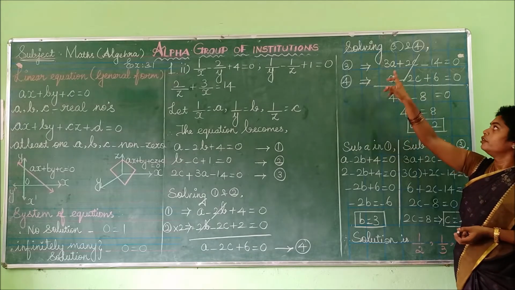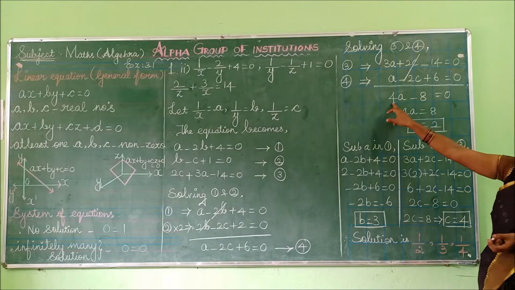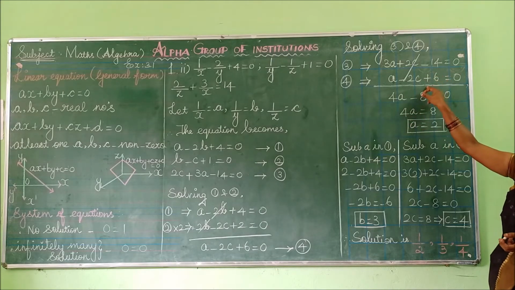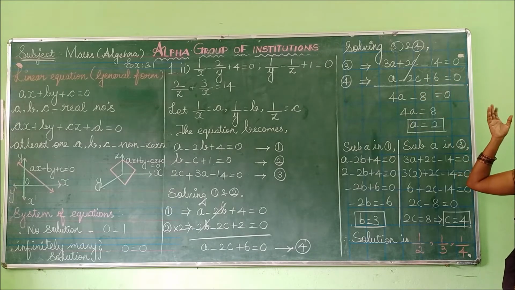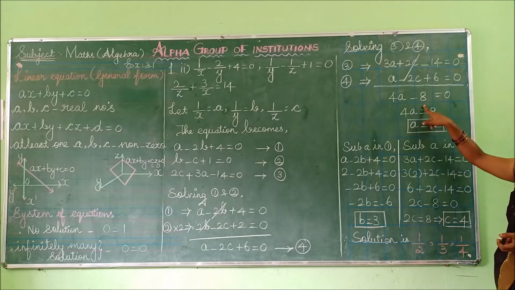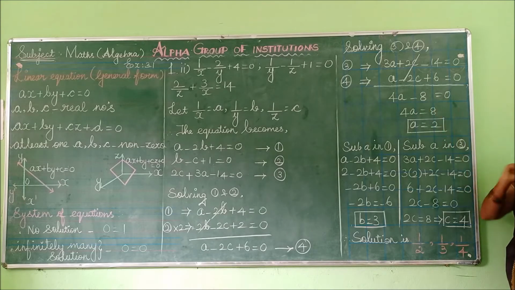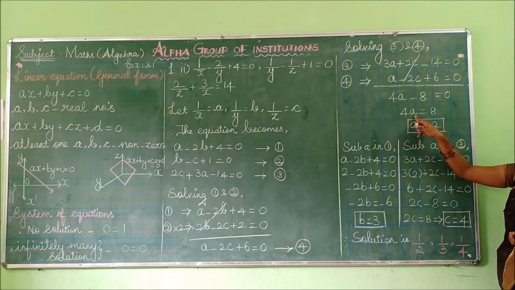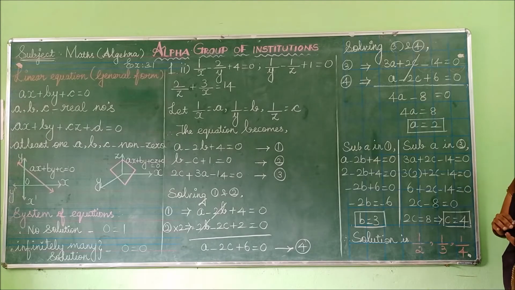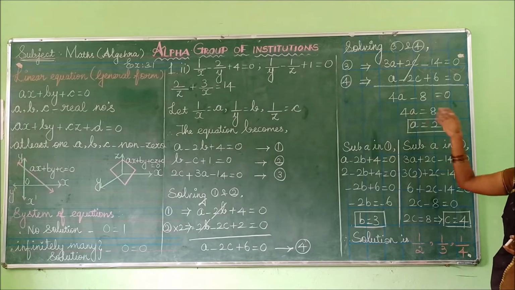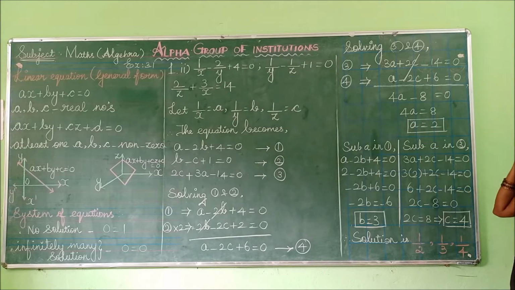Those are positive. You can add 3a plus a which will be 4a. Then minus 14 plus 6, both are in opposite sign. You can subtract and choose the highest sign. So subtracting you get 8, and negative is the biggest sign. So you choose that negative sign, which is equal to 0. 4a, negative goes to that side means positive, 4a is equal to 8. You need only the value for a, so you can divide 8 by 4. So 8 by 4 is nothing but what? 2. Now you get one value, the value of a.